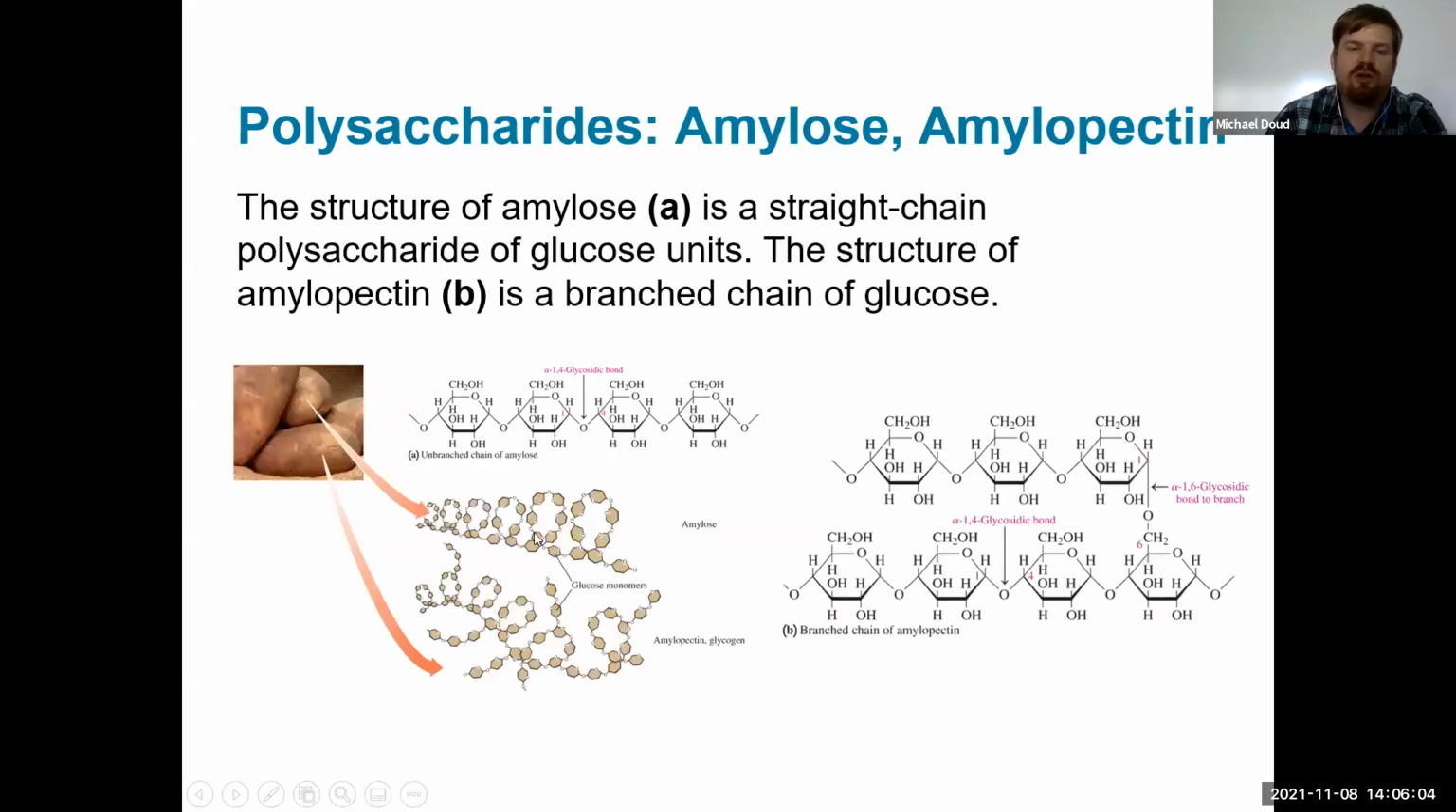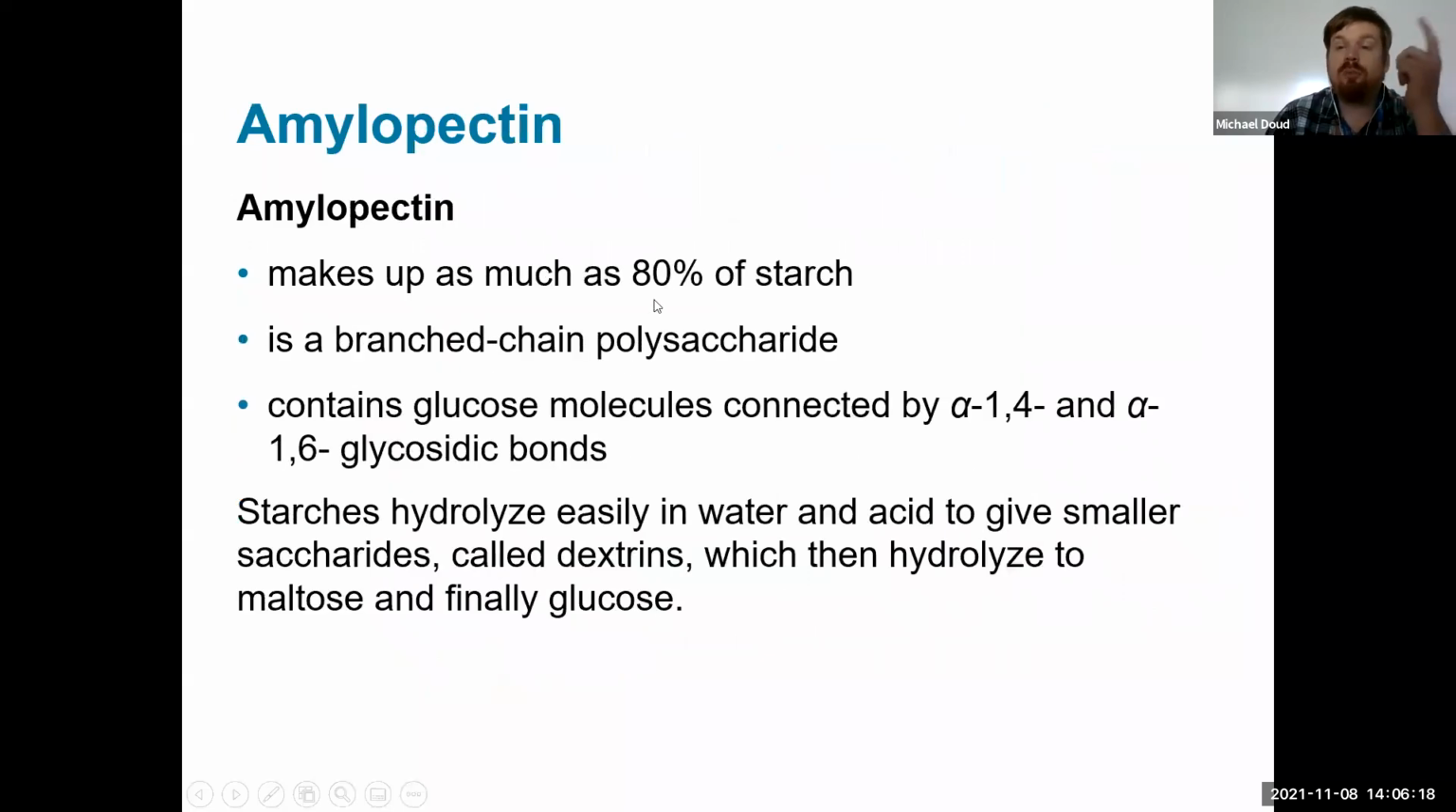Now, it is actually coiled in a helical fashion, but because we would draw it in a straight chain in its Haworth projection, it's considered straight chain in that way. We don't mean the three-dimensional structure necessarily, just the linkages are all the same. Amylopectin, on the other hand, makes up the other 80% of starch, and this is a branched chain polysaccharide. So these glucose molecules are connected by alpha 1,4, just like amylose, but then also we add on top of it some branches with alpha 1,6 glycosidic bonds.